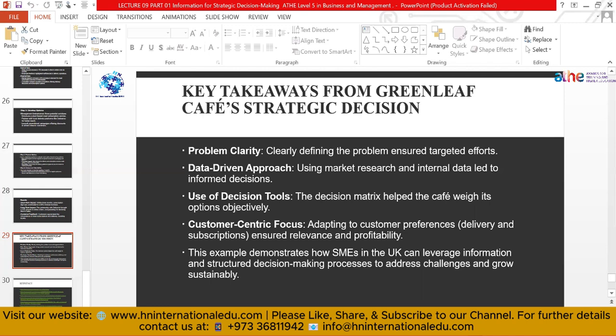So this example demonstrated how SMEs in the UK can leverage information and structured decision-making processes to address challenges and grow sustainably. So that is it.